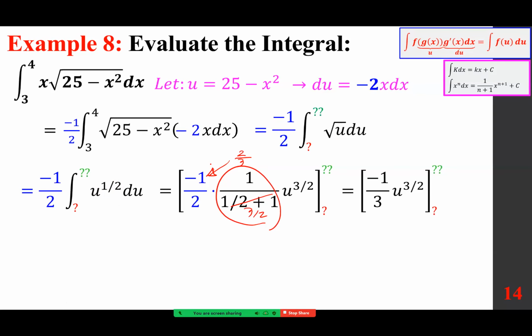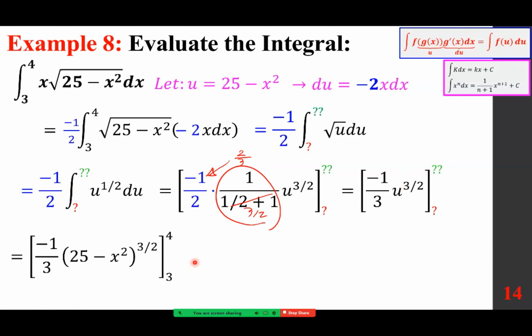So the answer is negative 1/3 u to the power of 3/2, and we want to evaluate it from the lower limit to upper limit, which we don't have. However, we can go back to the original variable x and go with the original limits 3 and 4. So we can go this route.